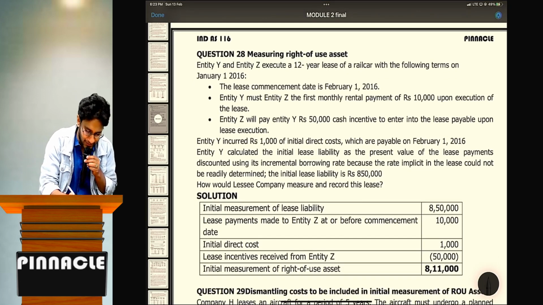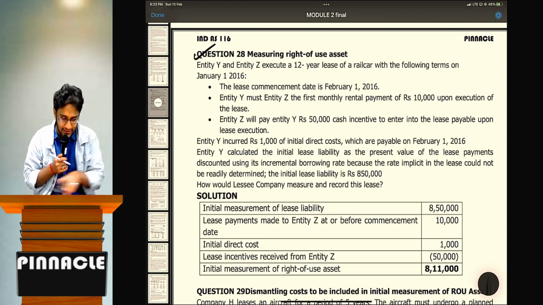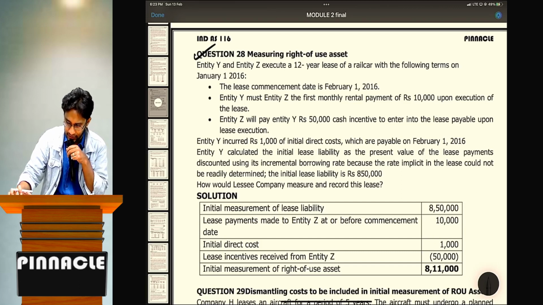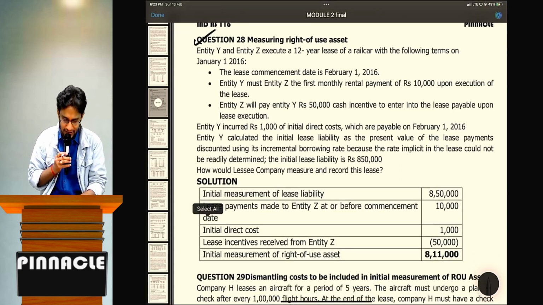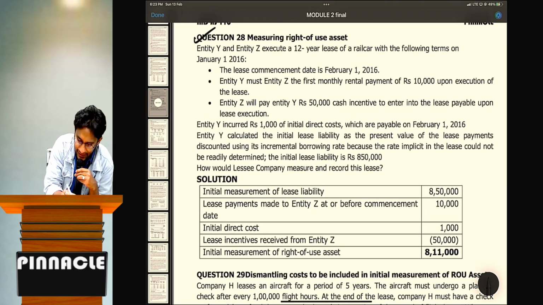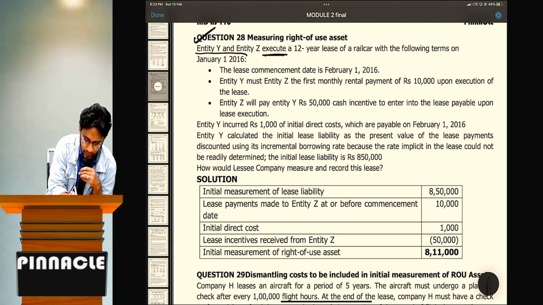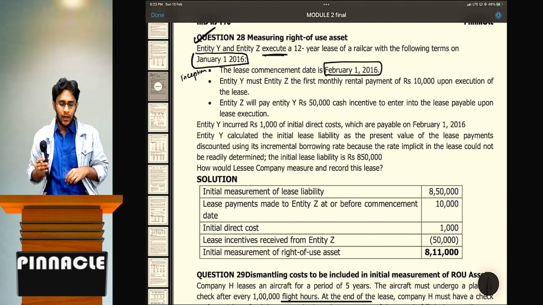Sir, question number 28, please. Entity Y and Z executed a 12-year lease of a rail car with the following terms on Jan 1, 2016. The lease commencement date is Feb 1, 2016. Wait there. Sir, they executed means the agreement date, sir. So this is basically your inception date. Commencement date is on Feb 1st.